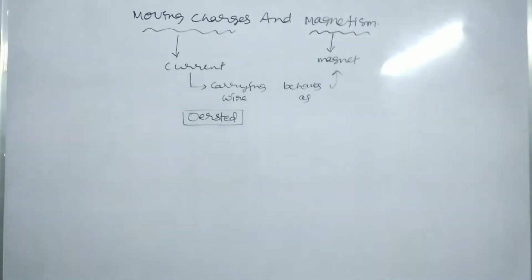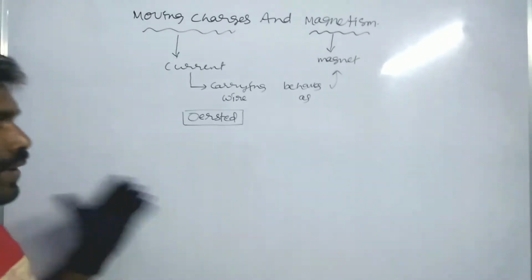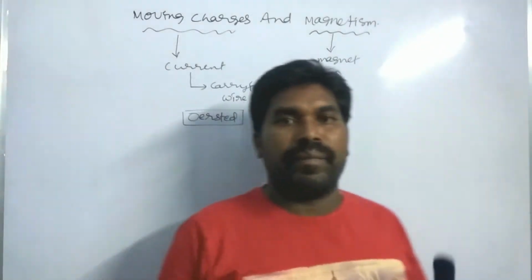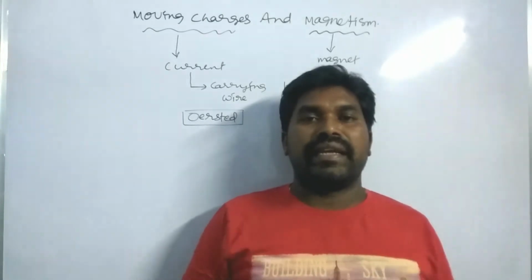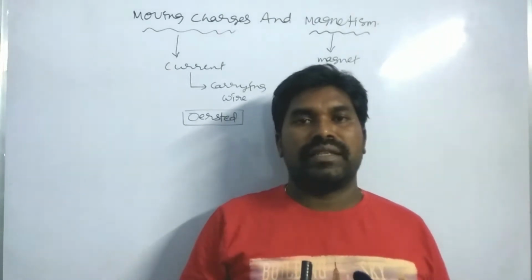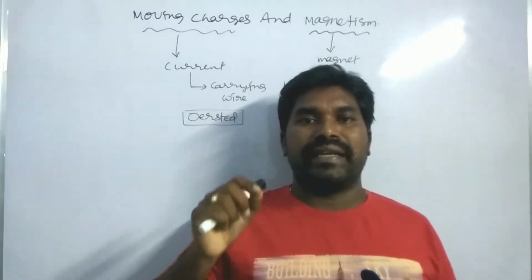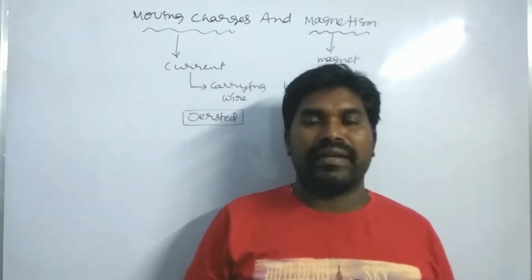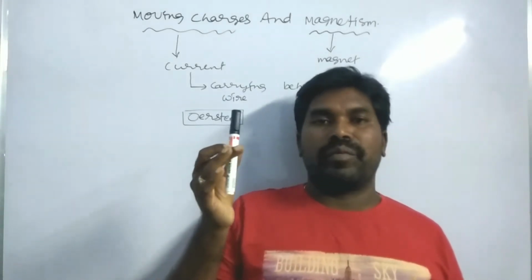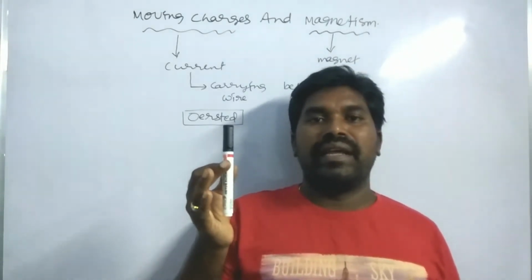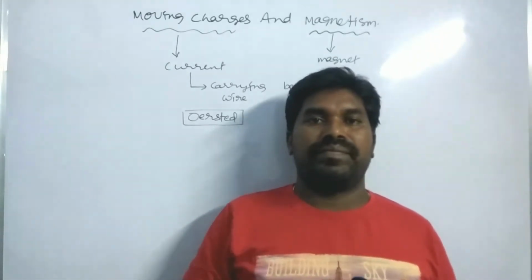So what is that observation? A current carrying conductor behaves like a magnet, and a current carrying conductor can produce a magnetic field around itself.